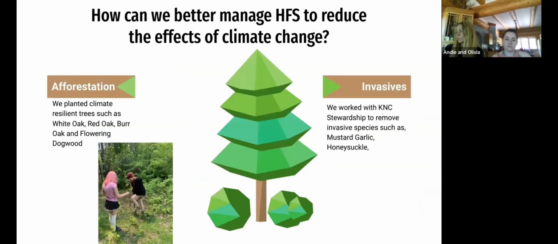And then how can we better manage Heronwood Field Station to reduce the effects of climate change? So what we've done so far is we've planted more climate resilient trees such as white oak, red oak, bur oak, and flowering dogwood. We did classic research on which trees would do well in the future for climate change. The trees we planted will fit well in our oak hickory forest that we have at Heronwood. We also removed invasive species with KNC stewardship, such as mustard garlic, honeysuckle, and an array of more. While we remove invasive species, it's to help the overall health of our forest.